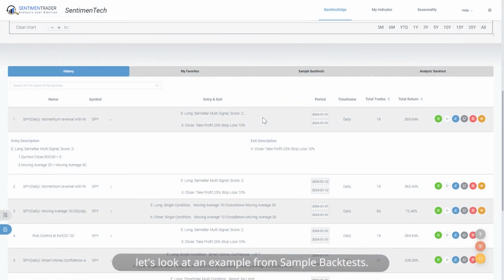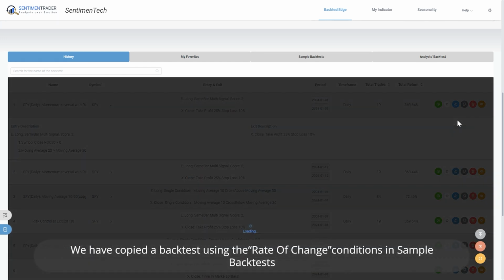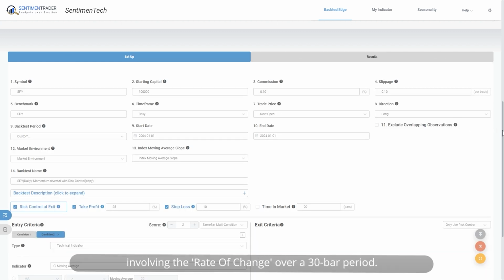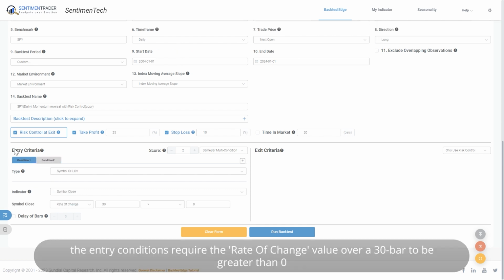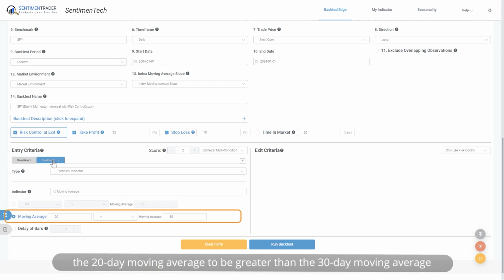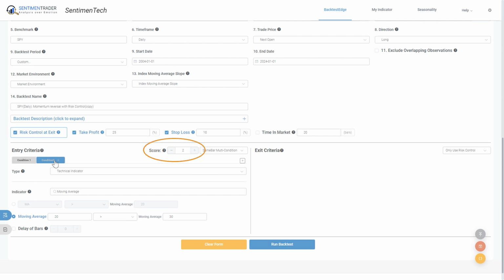Now, let's look at an example from sample backtests. We have copied a backtest using the rate of change conditions in sample backtests, involving the rate of change over a 30-bar period. Specifically, the entry conditions require the rate of change value over a 30-bar to be greater than 0, the 20-day moving average to be greater than the 30-day moving average, and both of these conditions need to be met on the same day.